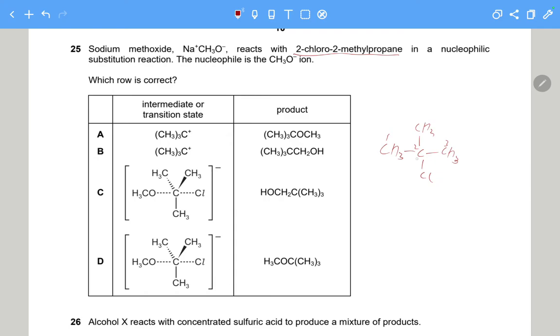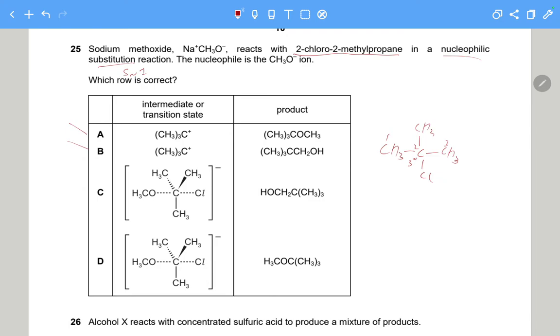And if you think about this, this will form a tertiary carbocation, which is stable because it has 3 carbon atoms attached to it. So therefore, this reaction will be an SN1, the nucleophilic substitution will be an SN1 and not an SN2, which automatically brings us to A and B. We don't have to look at C and D.